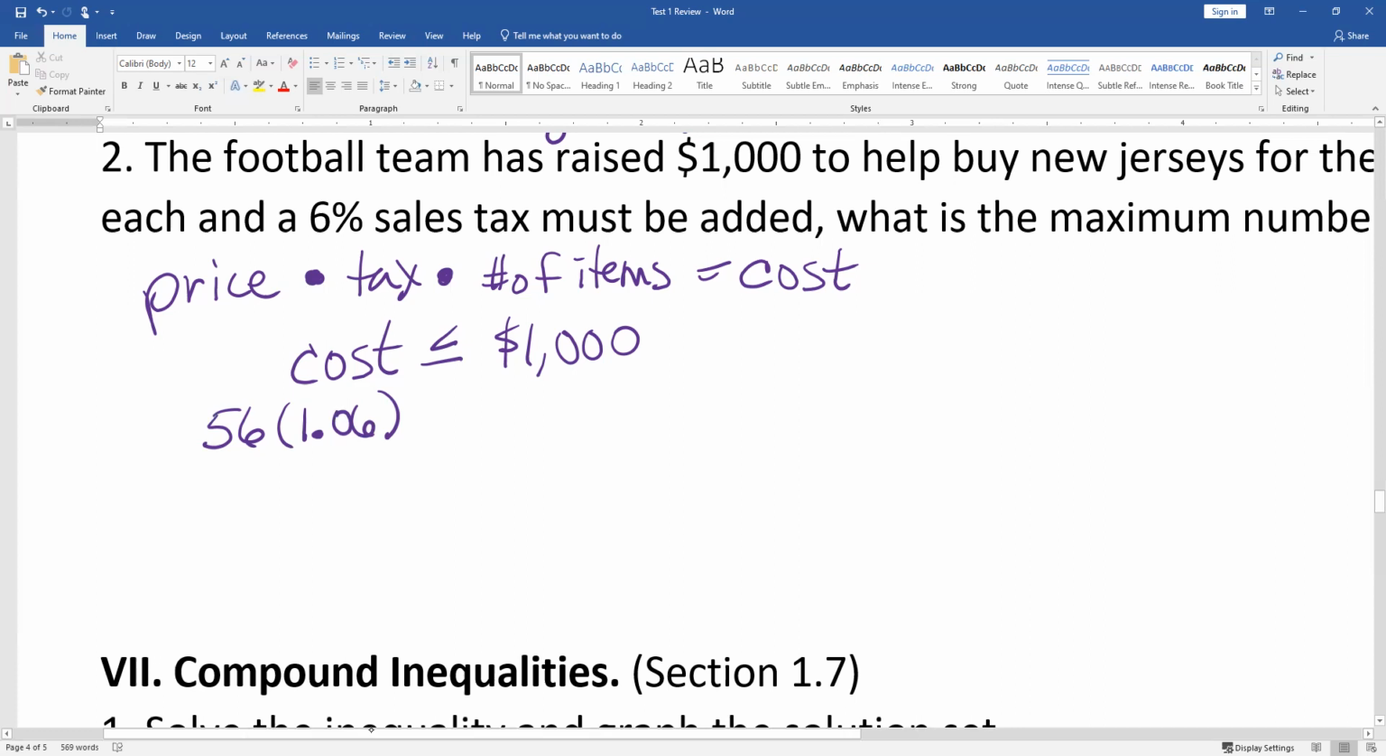So then you would have to calculate the price of the items, then calculate the price of the tax, then add those two together. So it would be a lot more steps. Just make sure when you're multiplying something times tax, you want the cost of the item plus the cost of the tax, and that's what the 1.06 does. And then the number of items is what we're trying to figure out. So that's our X. And that total needs to be less than or equal to $1,000.